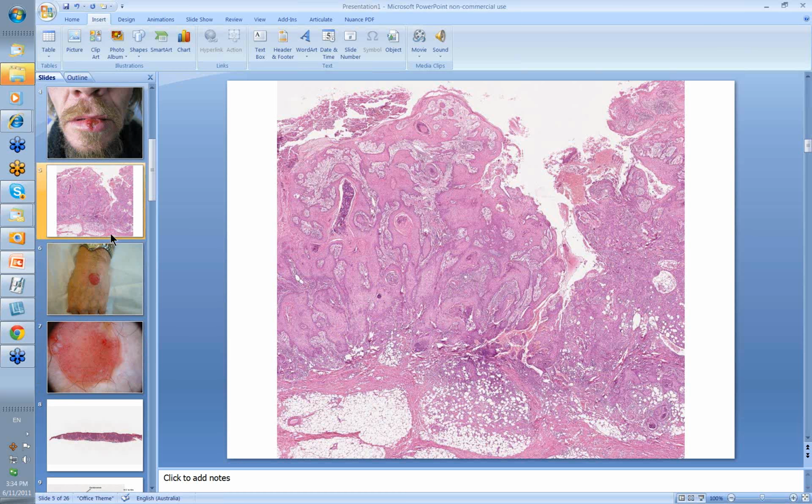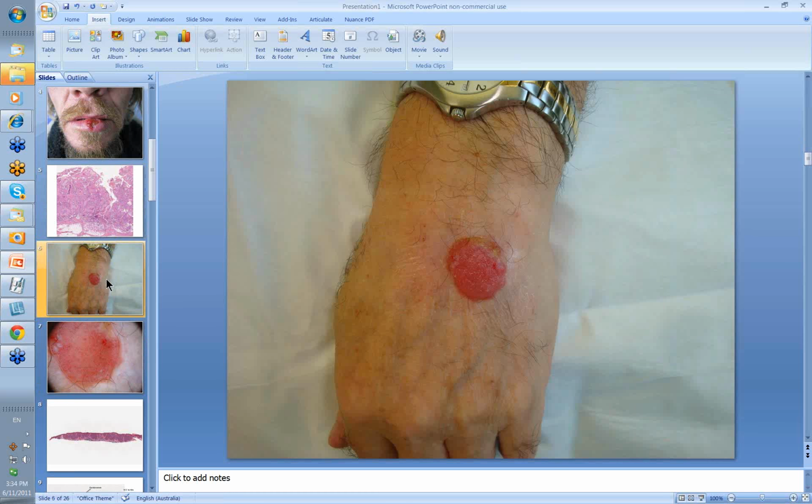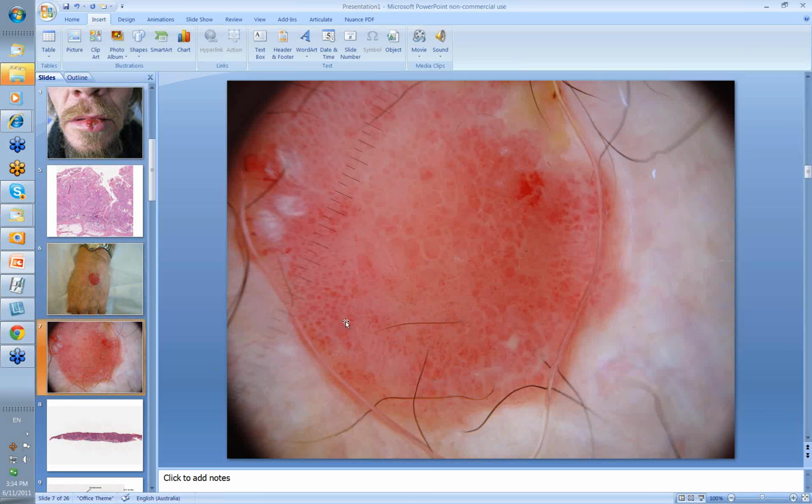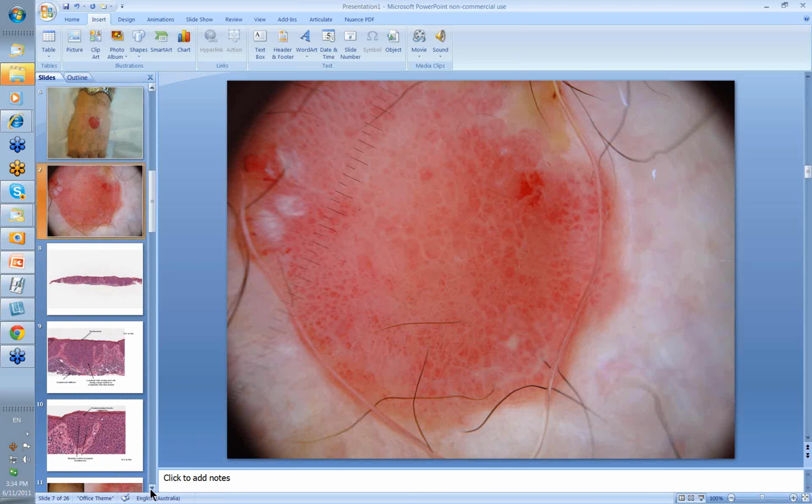However, let's look at a different type of SCC. This one isn't showing a lot of keratin, and usually this variant in fact does. What you do is put a dermatoscope on it, and when you look at it, you'll see a lot of these coiled glomerular vessels. And when you have a pattern like this, it's likely to be an SCC in situ, or Bowen's disease.